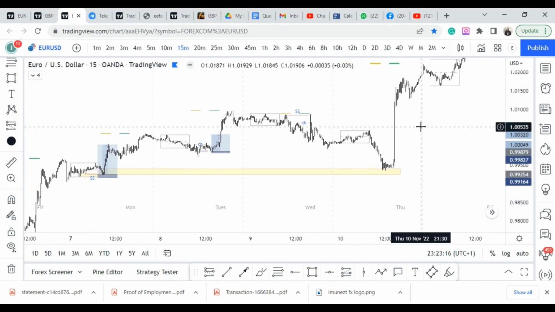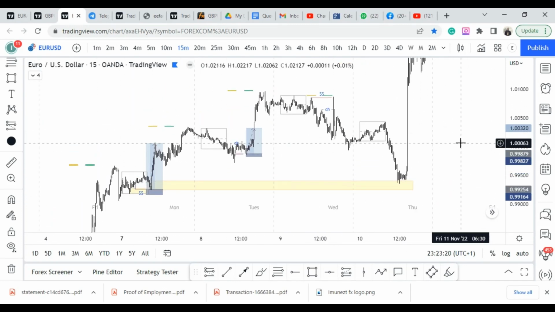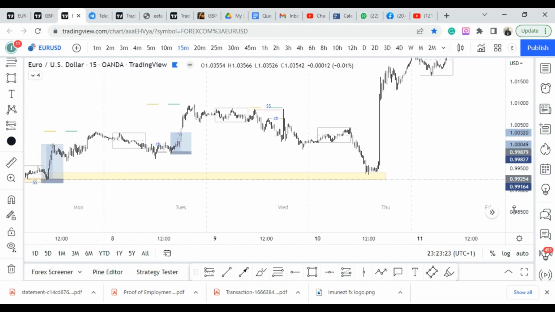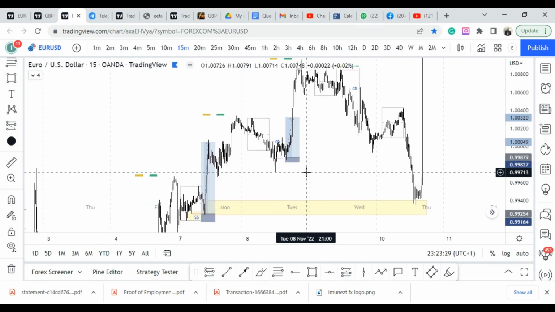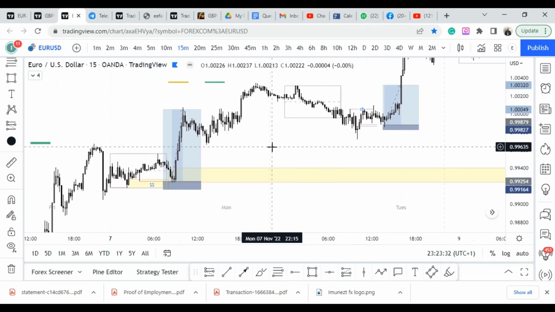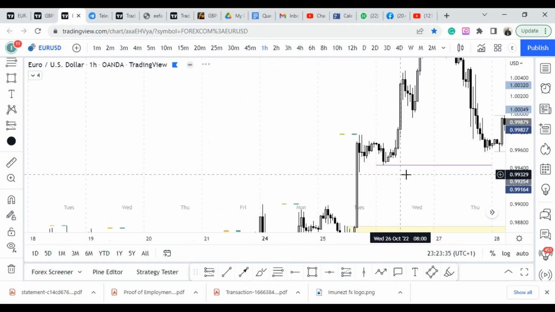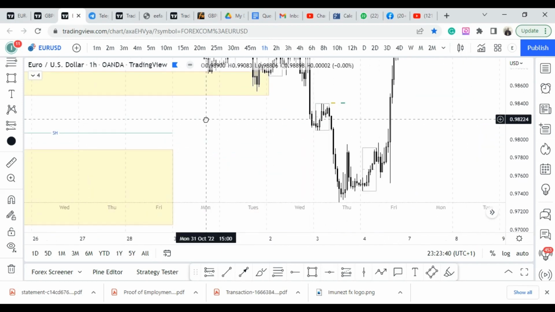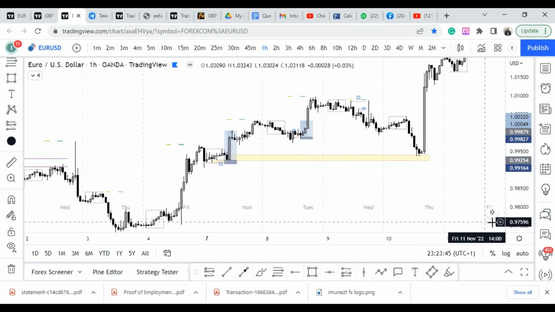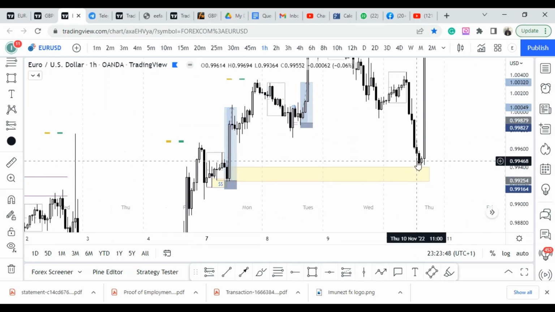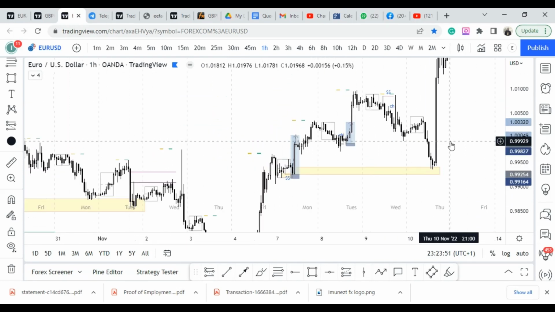Going into Thursday, which is one of the best moves of the week, let's see what the market did. Market came clear Tuesday low, Wednesday's low, into, if you go to 1 hour, I think it's going to be clearer, into this 1 hour block. You see very clear, that was where price actually took off from.